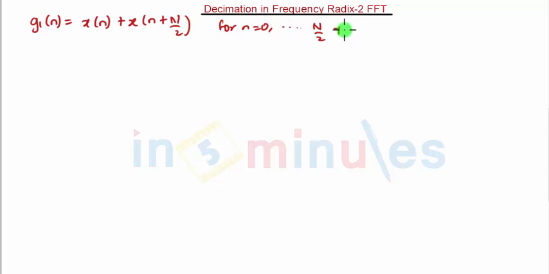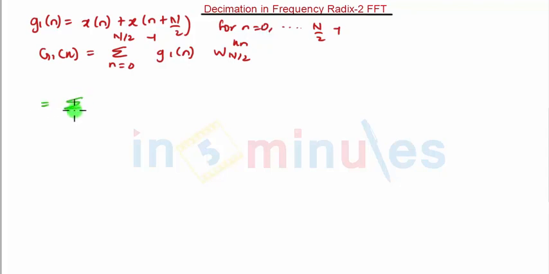g1 of k is the N by 2 point DFT of g1 of n. That is, g1 of k is equivalent to summation n equal to 0 to capital N by 2 minus 1 of g1 of n W_N by 2 raised to kn. So substituting x of n plus x of n plus N by 2 in that equation, it finally gives us summation n equal to 0 to capital N by 2 minus 1 of g1 of n W_N by 2 raised to kn, that is g1 of k. Now let us have a look when k is an odd number.